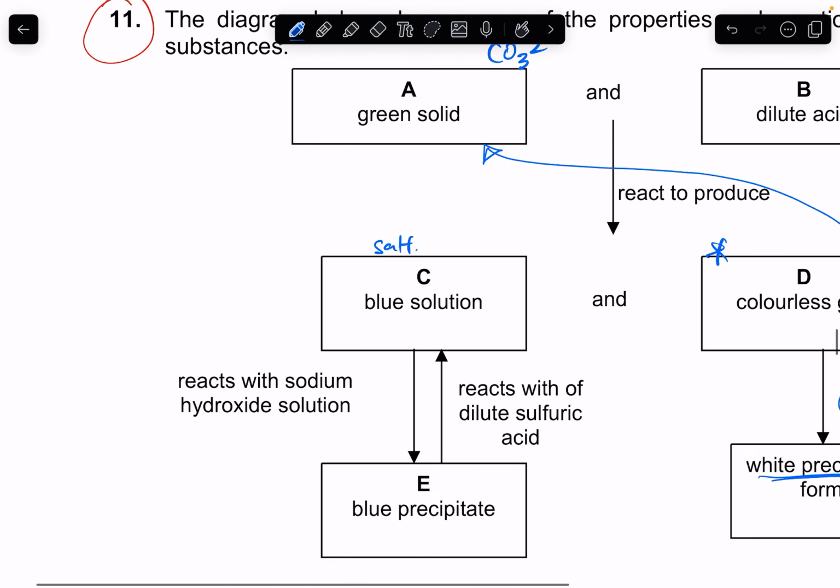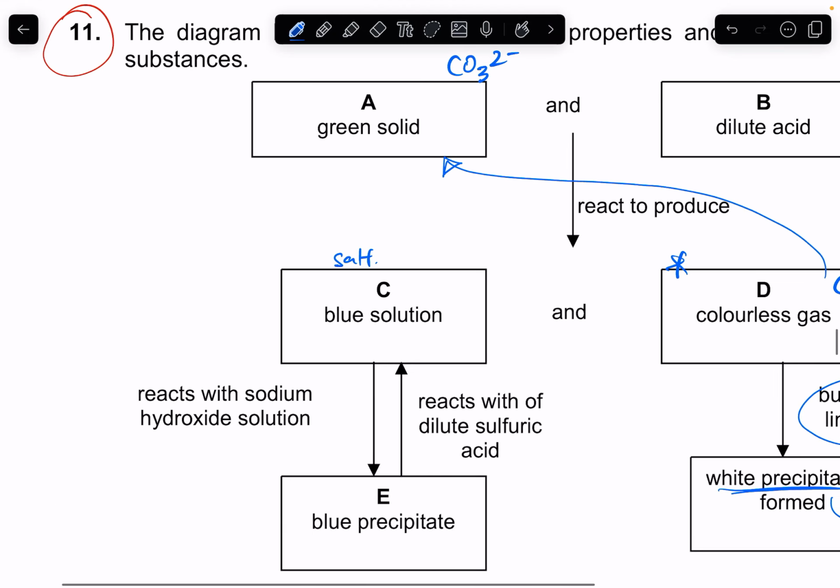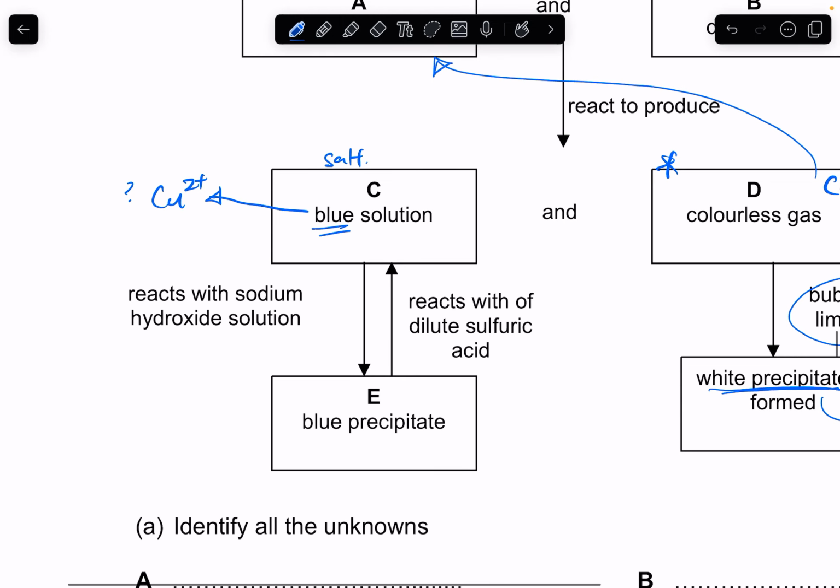Let's look at the left hand side. Now you know that it forms colored compounds, green solid, blue solution. Whenever you see a blue solution, always suspect it to be copper 2+. Just have that suspicion in your mind first. Then we see that the blue solution, when reacted with sodium hydroxide, forms a blue precipitate. Again, sodium hydroxide is to test for cations by forming metal hydroxides.